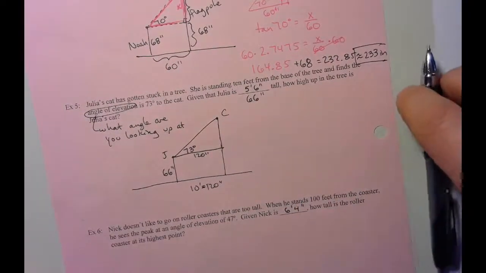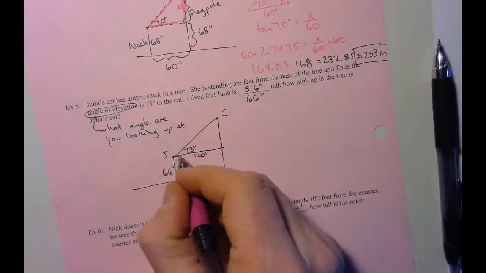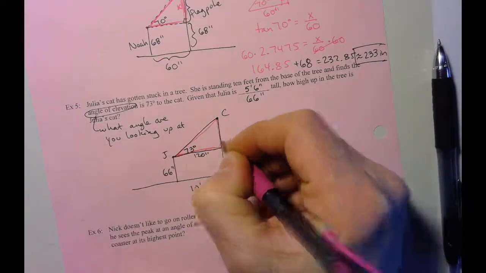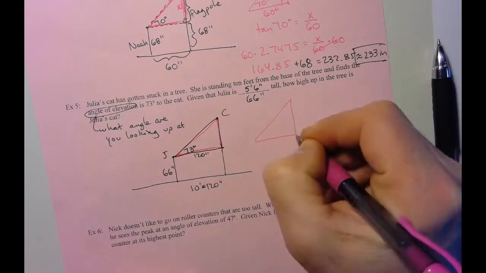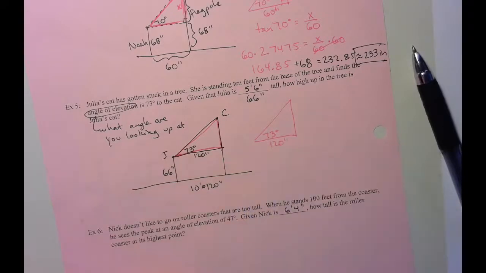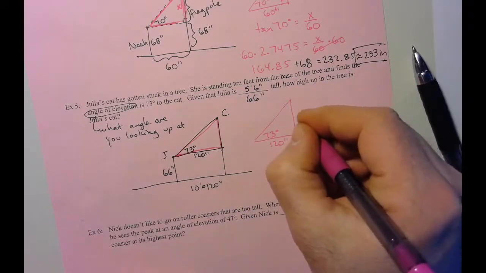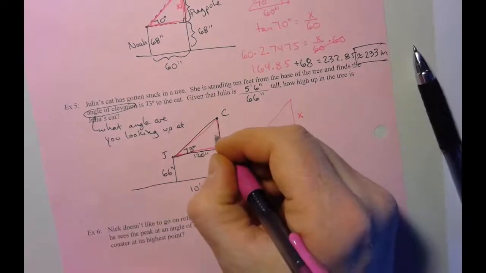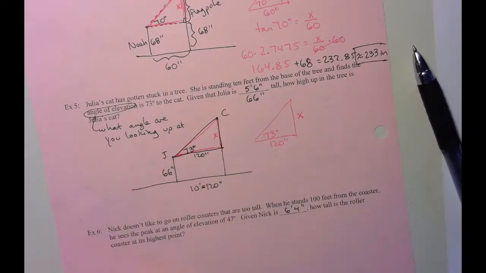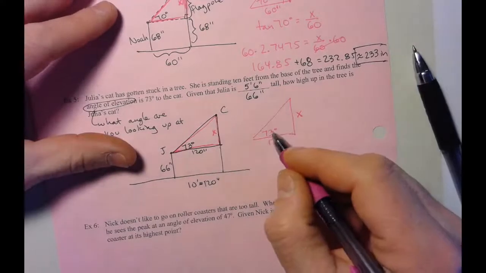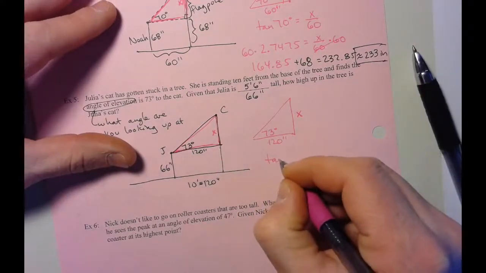If we look at the actual triangle we have here, there's the rectangle underneath, but the triangle right here, once again I'll draw it separately: 73 degrees, 120 inches. And we need to know how high the cat is in the tree. Remember that this right here is not actually how tall it is; it's just, in the triangle, how much higher the cat is than Julia. So I'm looking at this, opposite and adjacent, that's a tangent.